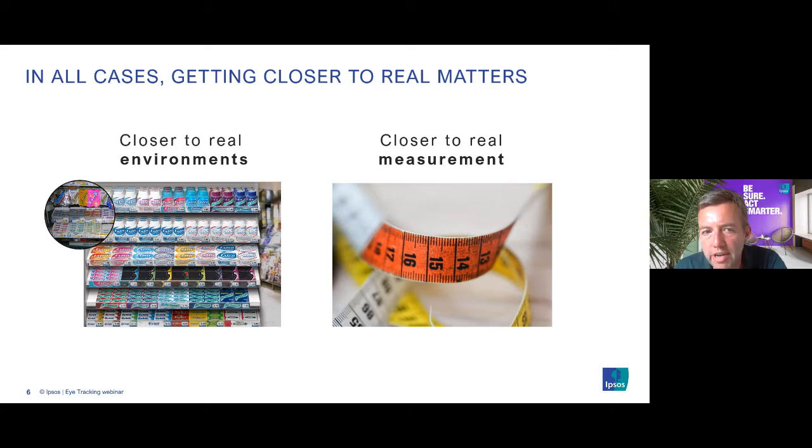So that can be closer to real in terms of the environments that we present to our respondents, to our consumers. The choices that they make need to be made in a close to real environment, particularly at the validation stage when our clients are making big decisions. So we want to do that, whether that be online or in person. But also the focus today is getting closer to real in terms of the measurements that we take, and how that is influenced by the technologies available to us in the field of neuroscience.